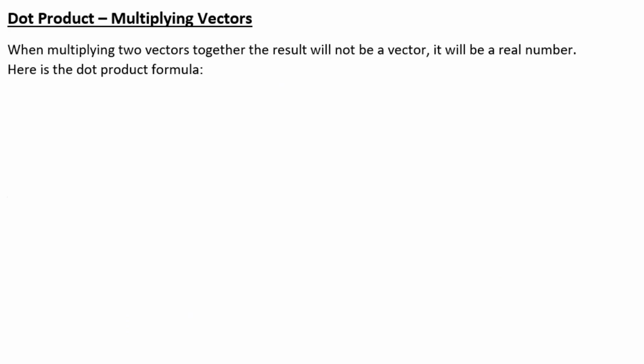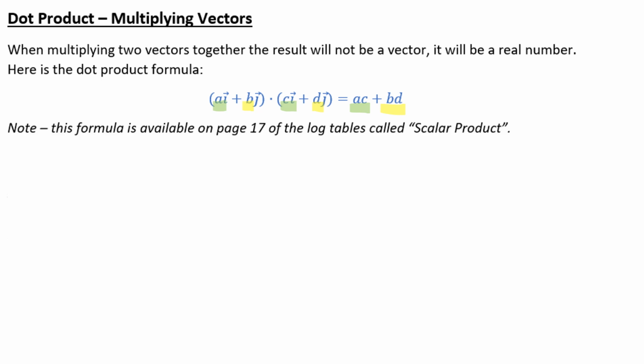So let's talk about the dot product. When we multiply two vectors together, we get what's called a scalar number or a real number. So we're not left with a vector. If we multiply two vectors, we can say a i plus b j dot c i plus d j, and there's always that dot. That's what we call the dot product, product meaning multiply. We get a times c plus b times d. So you multiply the i pieces together, then multiply the j pieces together. That includes the signs. We have a version of this on page 17 that's called our scalar product.